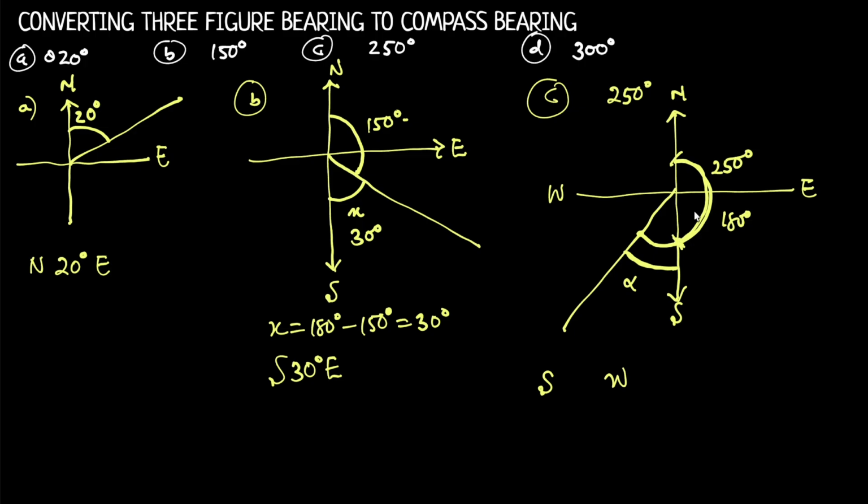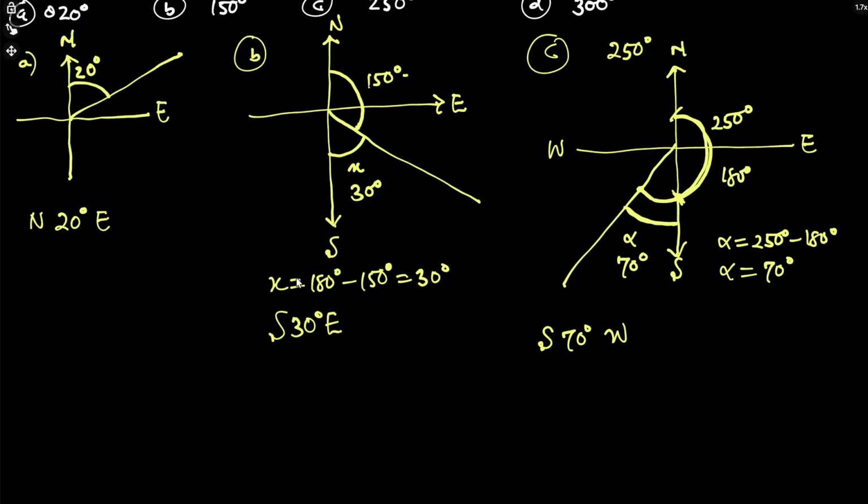Remember that if we clear this off, we are going to be having the remaining portion here. So we just subtract. Alpha is going to be equal to 250 minus 180 degrees. Alpha equals 70 degrees. So the angle here is going to be 70. And so we have south 70 degrees west. I want to believe by now you should be able to do 300 degrees.